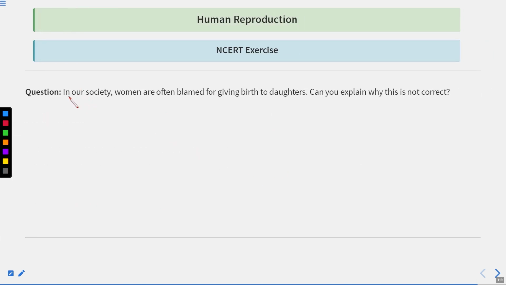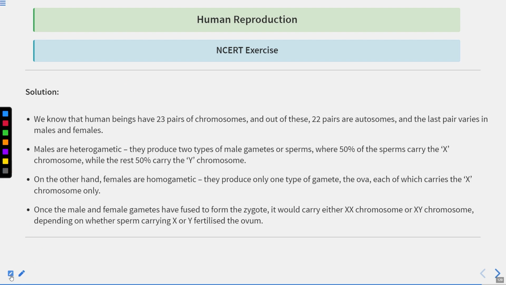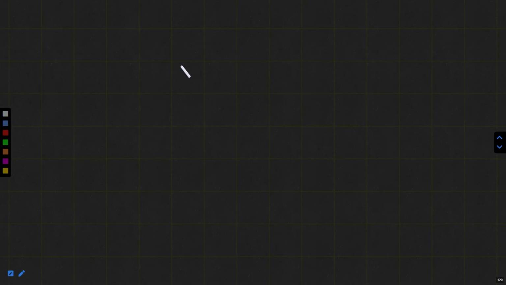Now, next question: if in our society women are often blamed for giving birth to daughters, can you explain why this is not correct? So this answer depends on whether the sex of the progeny is dependent on the male or on the female. Clear? So we know we have the XX and XY system of sex determination in humans.